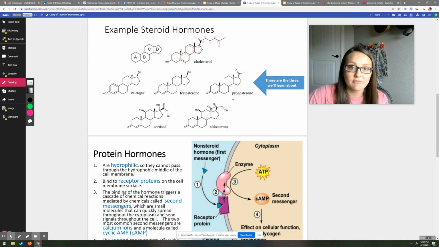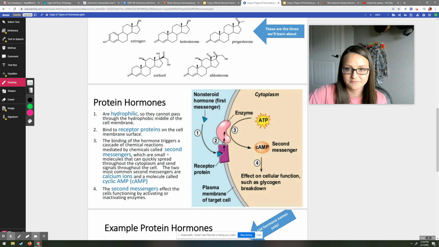Progesterone, the way we're going to talk about it the most, is going to be in the female reproductive cycle and its role in the cycle and pregnancy and the attachment to the uterine wall. That is where we will talk about it the most. Cortisol, it's fair to note, is also known as a stress hormone. So anyway, you may have heard of cortisol before.